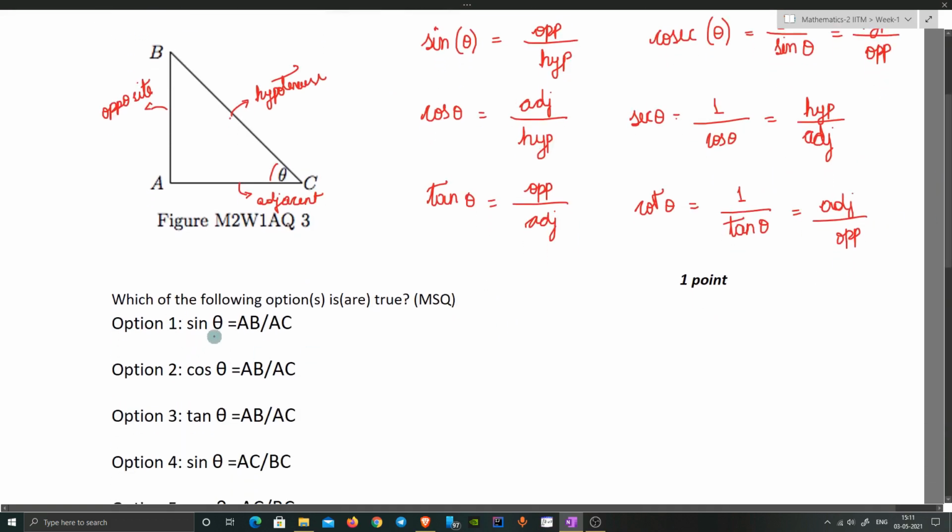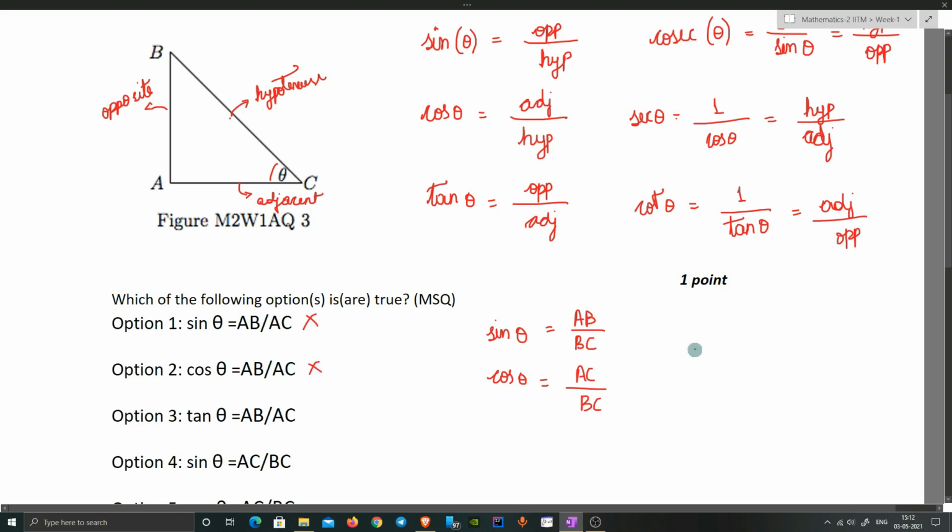The first one is sine theta. Sine theta is given by opposite side divided by hypotenuse. The opposite side is AB, and the hypotenuse is BC. So opposite by hypotenuse is AB by BC. Here they have given AB by AC, so this is a wrong option. The next one is cos theta. Cos theta is given by adjacent by hypotenuse. Adjacent side is AC and hypotenuse is BC. They have given AB by AC, and this is the wrong option.